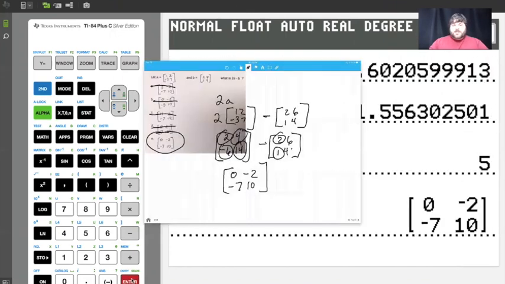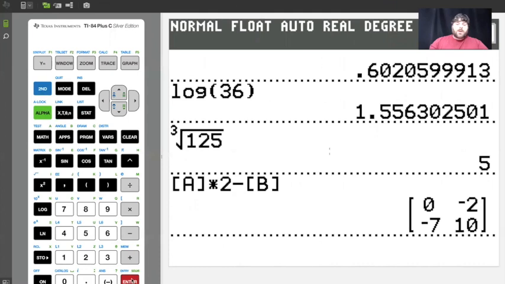0, negative 2, negative 7, 10. Just like I got here. I think it's probably a little bit faster to do it by hand, but it's not a bad way to do it by a calculator.